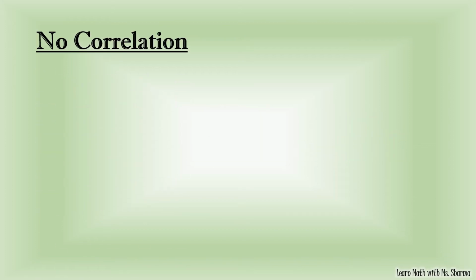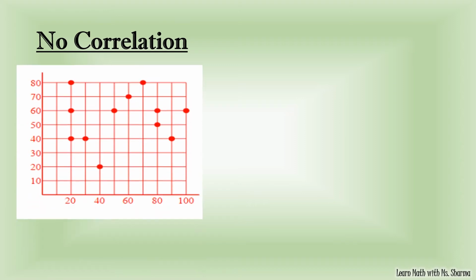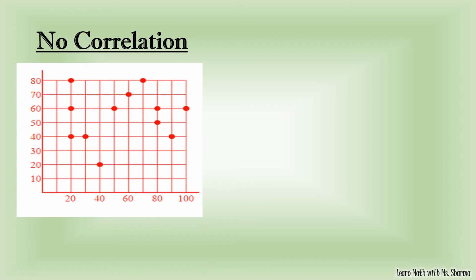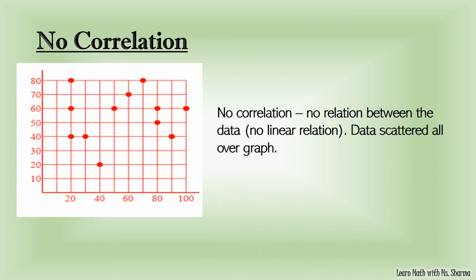No correlation. With no correlation, you have data values scattered all over the graph. You cannot draw a positive or negative line, an increasing or decreasing line. No correlation means no relation between the data, no linear relation. Data are scattered all over the graph.